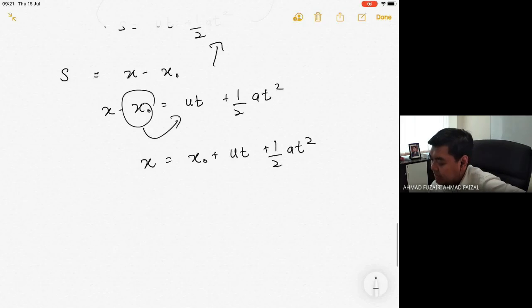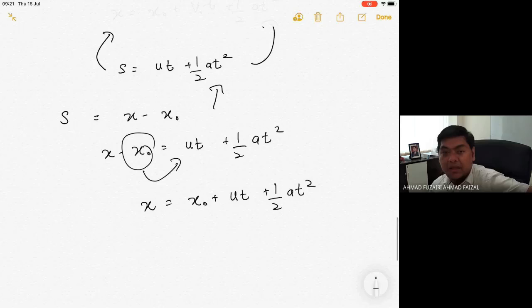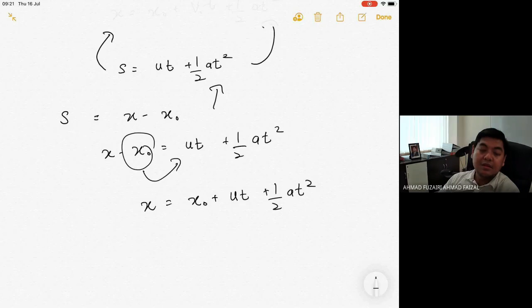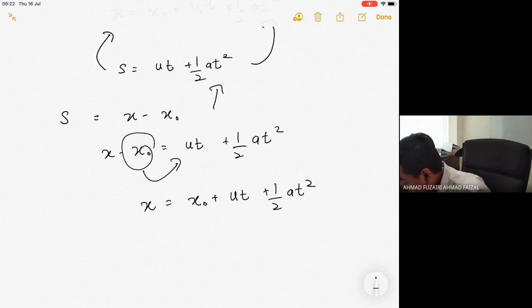So lagi satu, saya gunakan V naught. Sama juga macam U naught. U tu ialah initial velocity. So sebab tu dia gunakan U. Zaman sekolah dia guna U. Di sini kita banyak guna naught. Naught tu bermaksud dia initial point. X naught, what is X naught? Initial position. V naught, initial velocity. T naught, initial time. So macam tu ya.